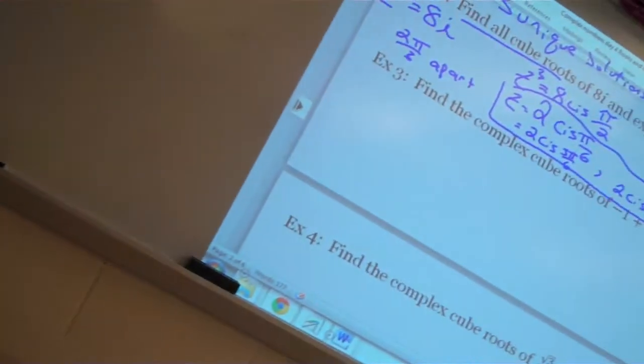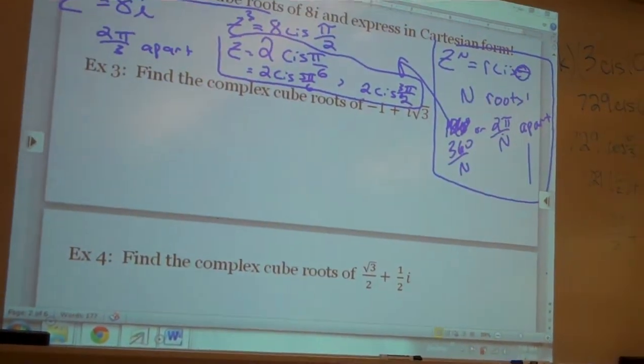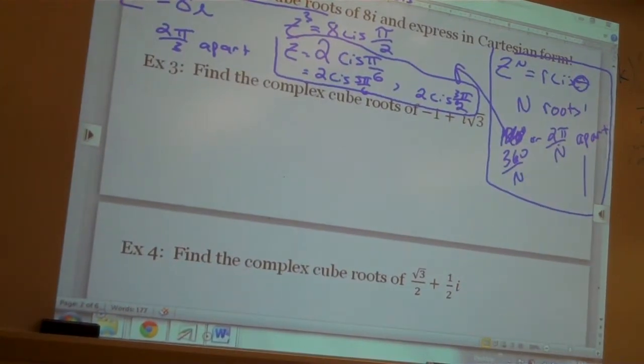All right. So that's our first real attempt at going into the roots in polar. Like I said, it's really just De Moivre with just an extra step at the end. So as long as you just remember that. So let's attack number 3. Find the complex cube roots of -1 plus i root 3.